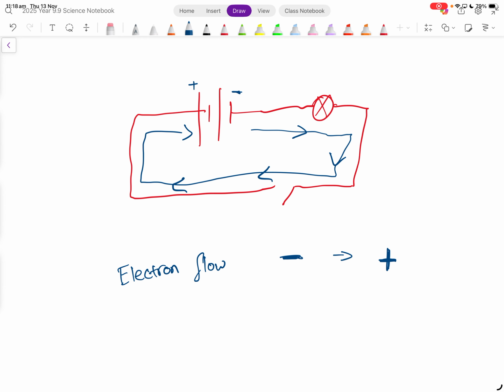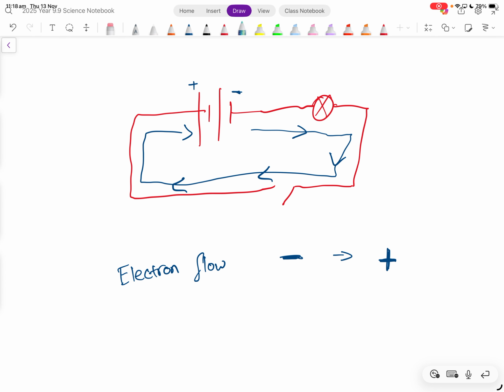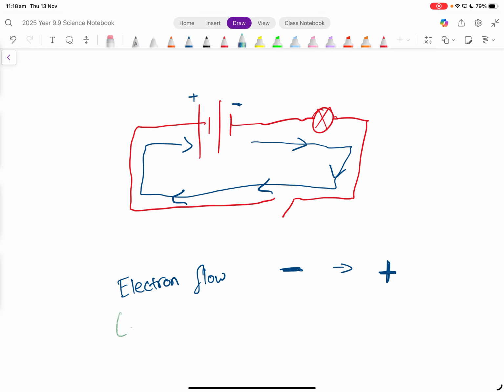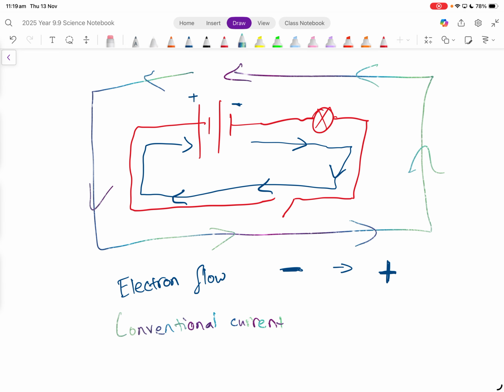Now if I switch my colour of pen, okay, we do the opposite. And this is what I would call conventional, okay, this pen is actually the worst thing in the world. Never mind, I'm never doing this again. Conventional current, and this time we go the opposite direction. So I'm going to draw on the outside, and instead my arrows are going the opposite way. So with conventional current, it's going from positive towards the negative.